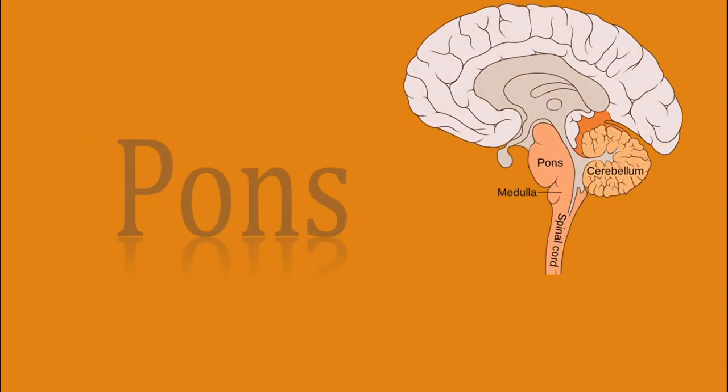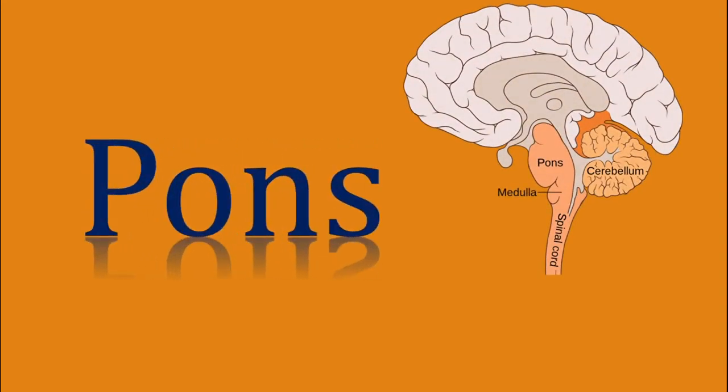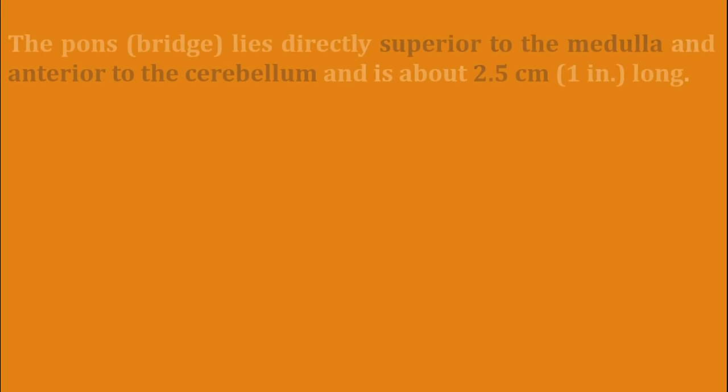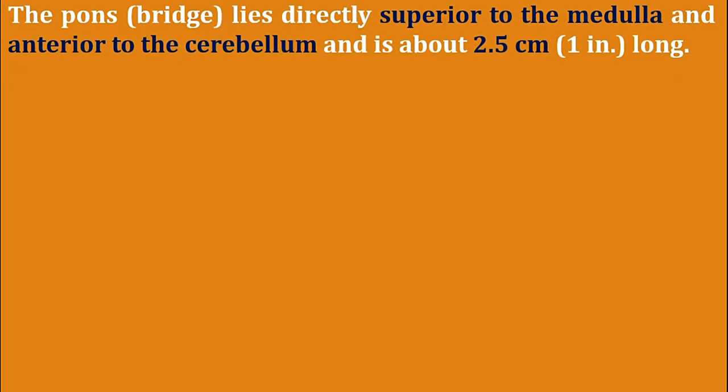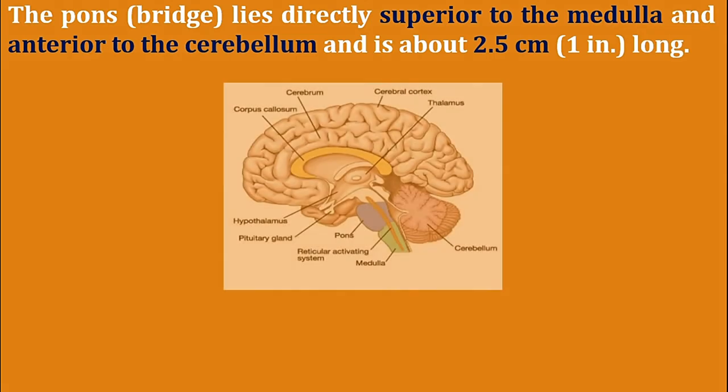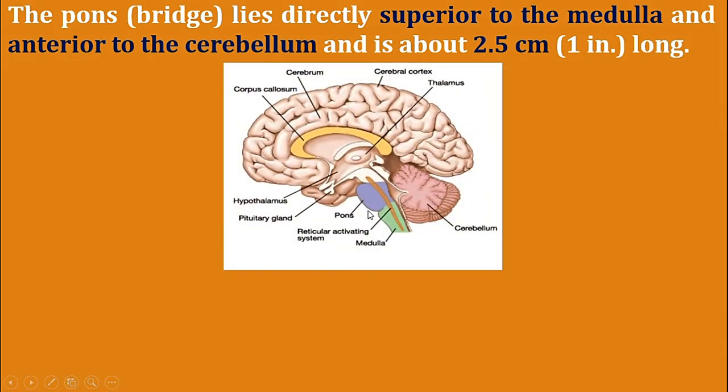Now let's start today's session, that is, anatomy and physiology of pons. So, the pons lies directly superior to the medulla, and anterior to the cerebellum. It is about 2.5 centimeters long. Here, you can see in the image, pons is just superior to medulla, inferior to midbrain, and anterior to cerebellum.